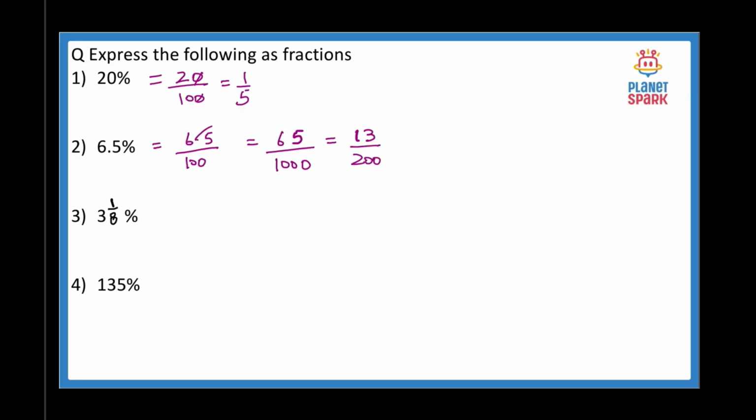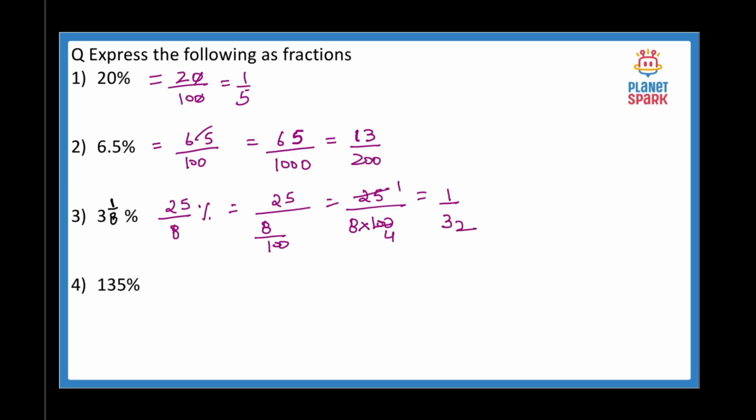To convert percentage to fraction, we simply divide by 100. 3 1 by 8 is a mixed fraction, converted into improper fraction it is 25 by 8%. I've converted the mixed fraction into improper fraction first. Now we'll divide it by 100. So 25 upon 8 into 100. On further simplifying, we can cancel 25 and 100 and we are left with 1 over 8 into 4, which is 1 upon 32. It's a simple step to convert percentage to fraction, just divide by 100.